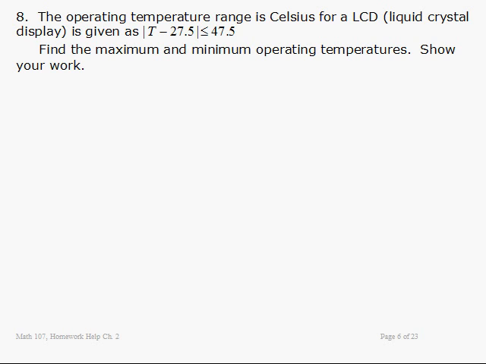Number 8 is pretty easy. Ranges are often written like this. So if, let's say I had some other number here like 10, and the absolute value of t minus 10 is less than or equal to, I don't know, 5. Good enough. Okay. Why is it written like this? Let's kind of expand this.